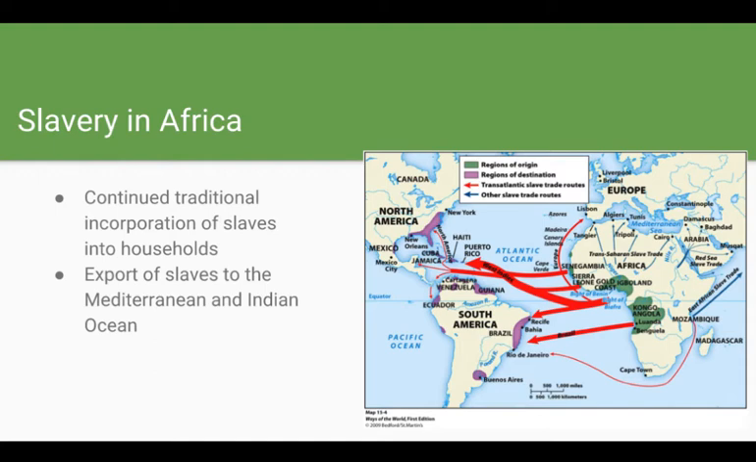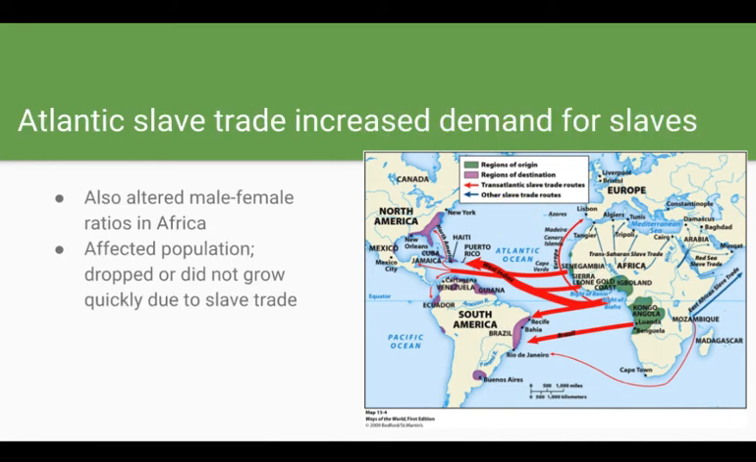For Africa, slavery continues, and in addition to the transatlantic slave trade, slaves are still exported to the Mediterranean and Indian Ocean, and that's shown on these lines here. See, it says other slave trade routes, so pay attention to that. And the red, of course, is a new development, which is shown here on this map.